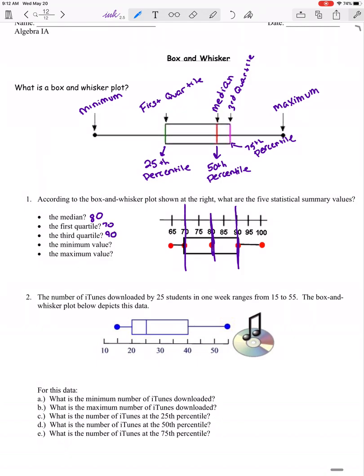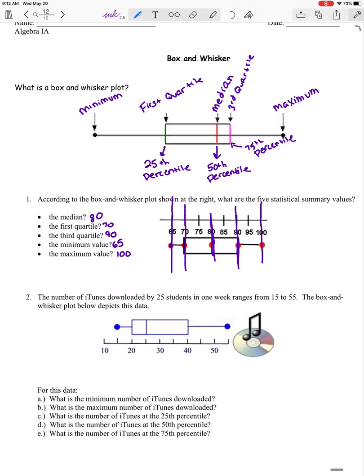The minimum value, that's going to be where your dot is at the end of your whisker, which is at 65. And last but not least, we have the maximum value, that's going to be at 100. So reading these box and whisker plots are really not too difficult as long as you know the parts of the box and whisker. So I want you to pause the video and I want you to do number 2. When you're done, hit play and then we'll go over it together.